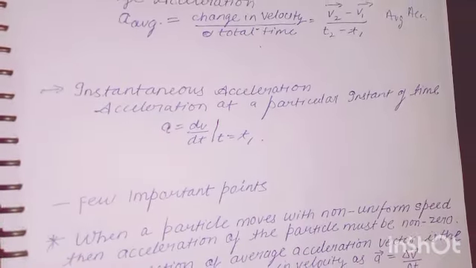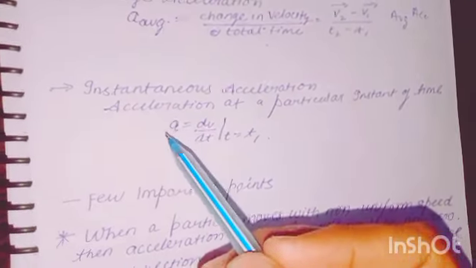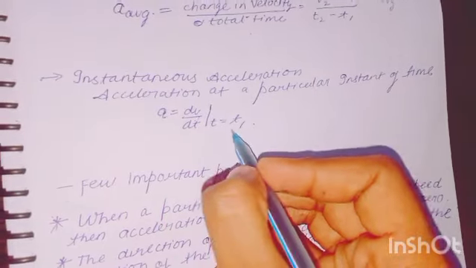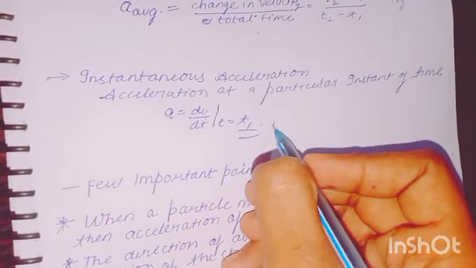Now come to instantaneous acceleration. Acceleration at a particular instant of time is called instantaneous acceleration. Here we differentiate the velocity with that particular time, and we get our instantaneous acceleration.